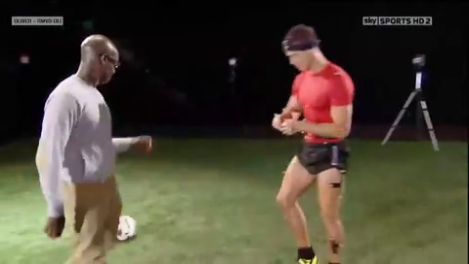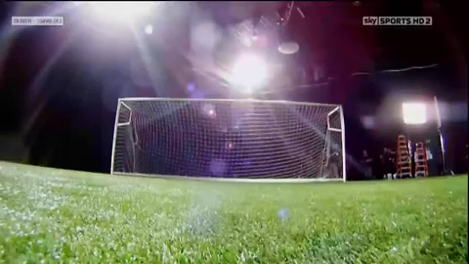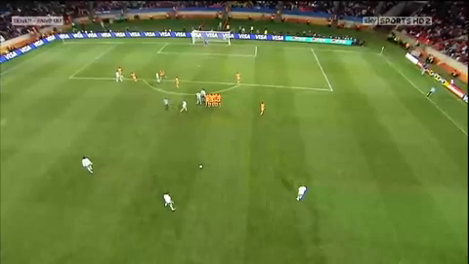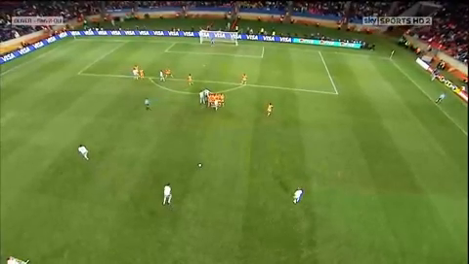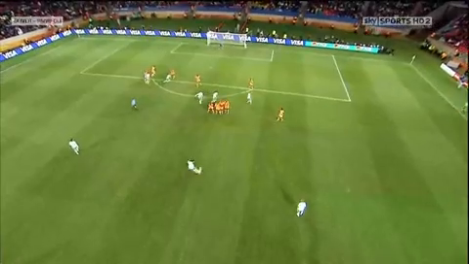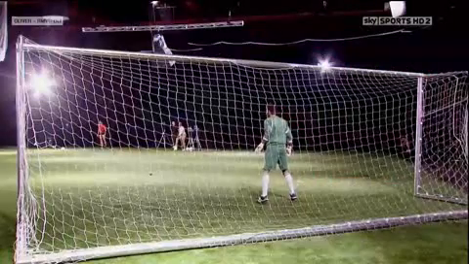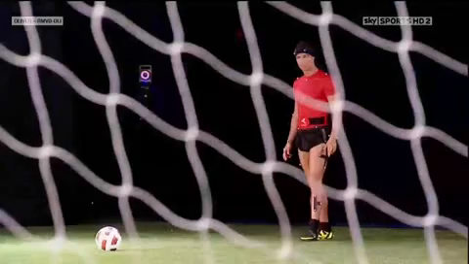Let's get set. Andy has set up the lab with the goal 20 meters away. To begin, Ronaldo will take a free kick, employing the technique he uses to bend the ball over a defensive wall. Okay, Ronaldo, and play.